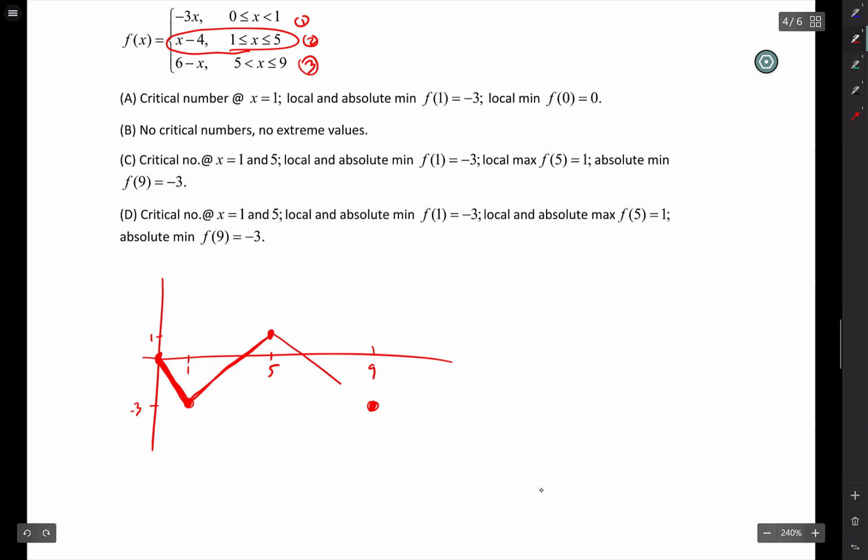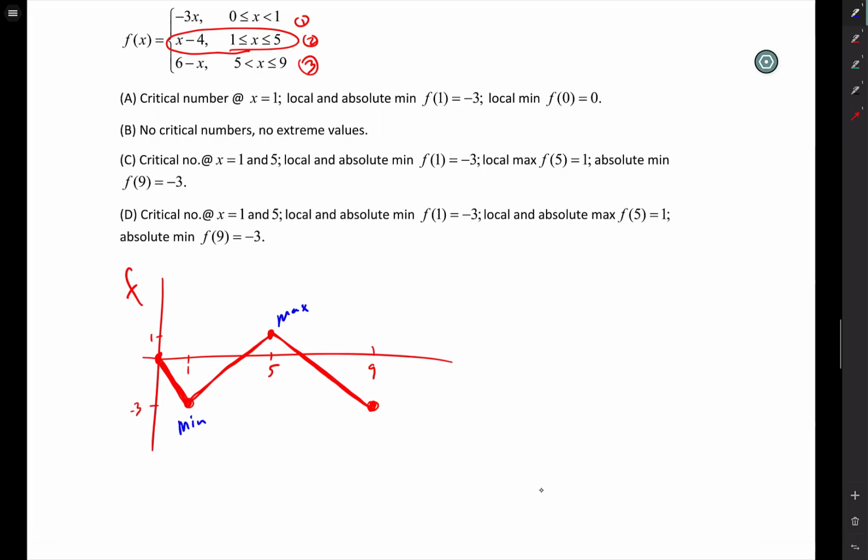All right, connect them. They're all linear lines, guys. So all of them should be straight linear lines. This is F. And now you can see what's happening. Without doing anything, we can see that we have a min at 1. We have a max at 5.